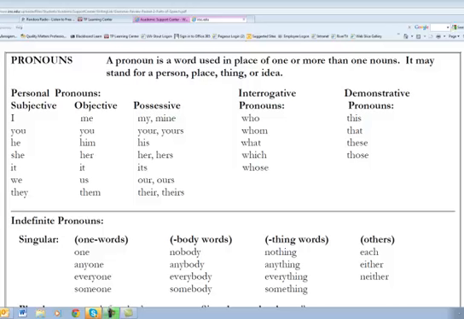Pronouns. This video will help you with recognizing all the various types of pronouns. Remember that a pronoun is a word that is used in place of one or more nouns. It may stand for a person, place, thing, or idea. Pronouns are split into different categories.